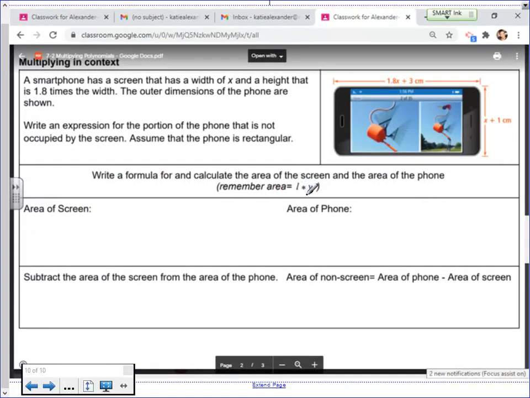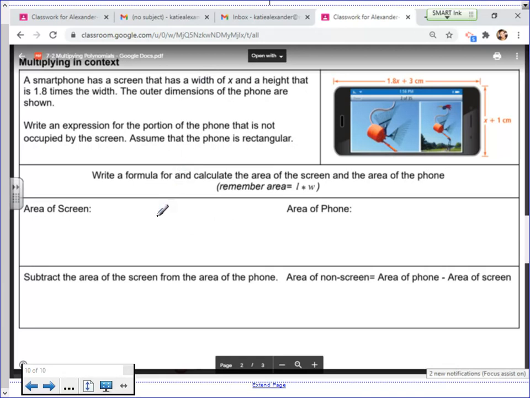Last question we're talking about is this cell phone. It says a smartphone has a screen that has a width of x and a height that is 1.8 times the width. The outer dimensions of the phone are shown. Write an expression for the portion of the phone that is not occupied by the screen. Assume that the phone is rectangular. So then it says write a formula and calculate the area of the screen and the area of the phone. So the screen, that's what they told you. It has a width of x and a height of 1.8.